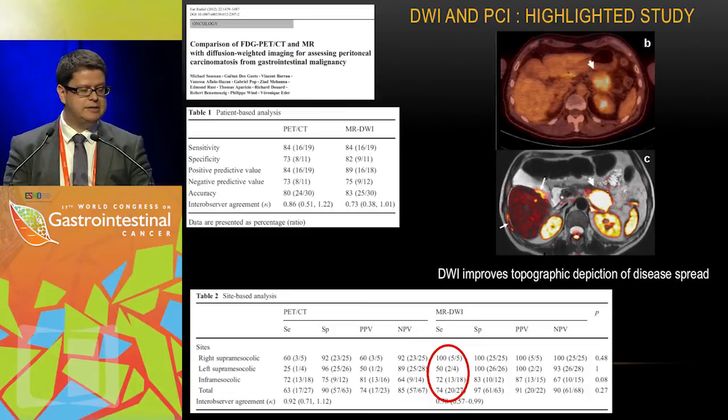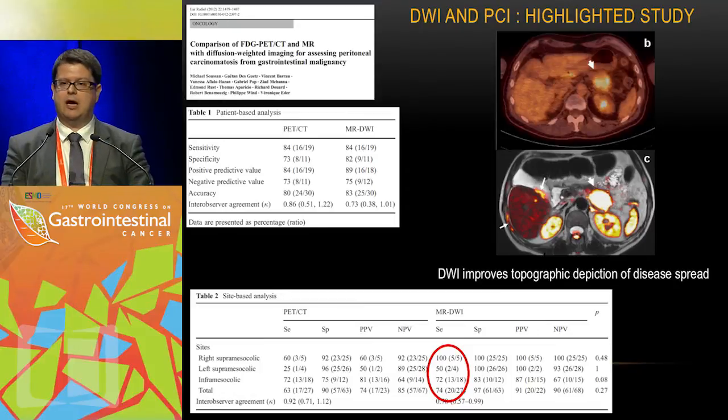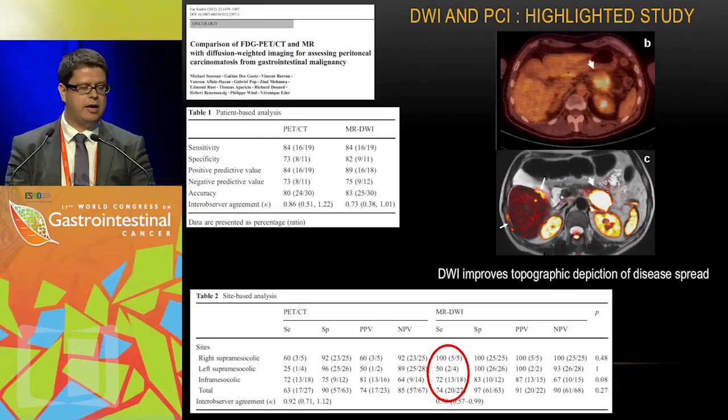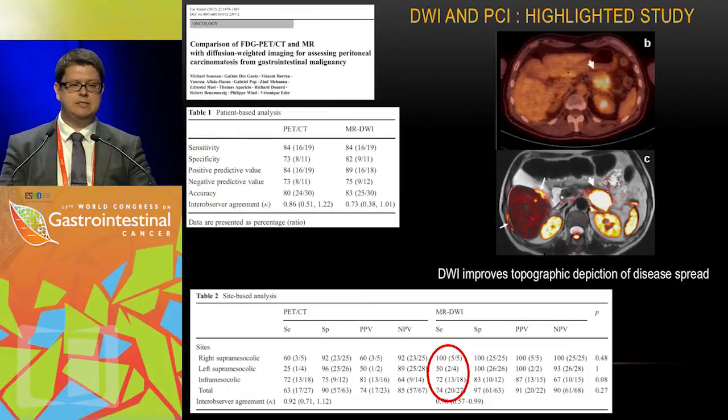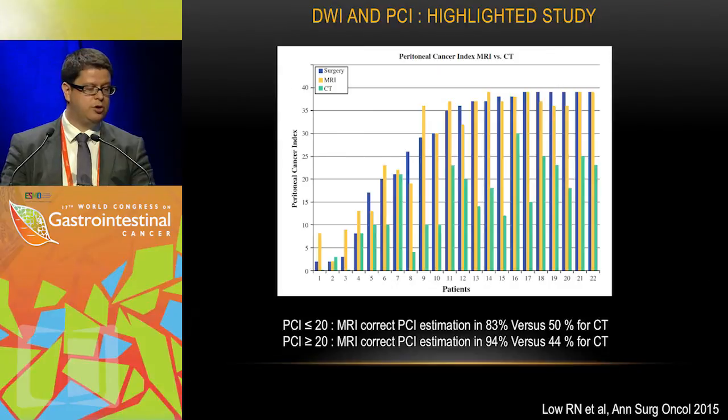It has very high sensitivity for difficult areas, like the upper abdomen, to detect very small peritoneal implants. As can be seen in these images, the PET-CT shows the big mass posterior to the stomach, but the diffusion MRI also shows the small deposits around the liver. So this is not about detecting disease, but about staging disease and showing the disease spread to the clinician and the surgeon.